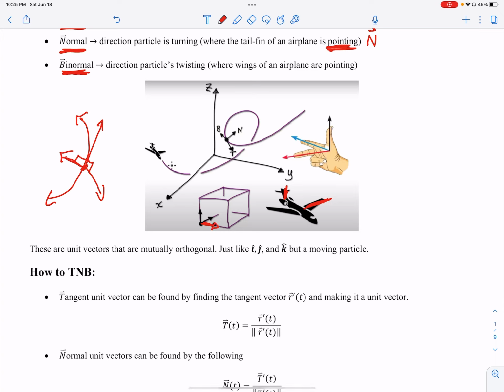So this is the tangent. That's the beginning of the plane sticking out, the nose of the plane. And that box would be flying along this curve. The vectors would be changing every second. Every time we move, the vectors would be changing unless we were flying in a straight line. These vectors are all mutually orthogonal. We mentioned that they all make a 90-degree angle with each other. They're just like i, j, and k.